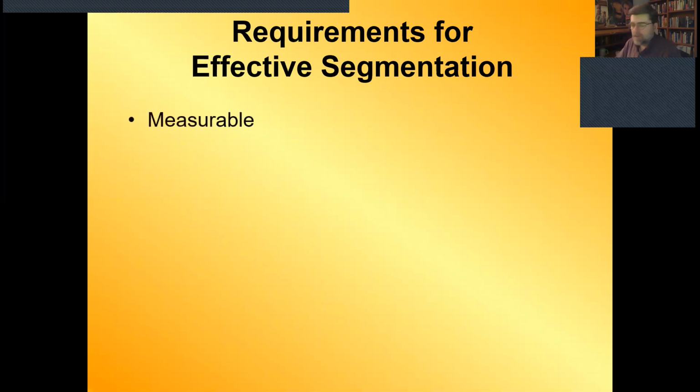Some requirements, obviously it needs to be measurable. We need to be able to measure the size and other aspects of this market group. Again, we're taking our market and slicing it into different slices, and we need to be able to measure the size of those slices. Are we talking about a larger market segment or a smaller market segment? That will, of course, play a part in the decision which segments you're going to target later. So size, purchasing power, that sort of thing.